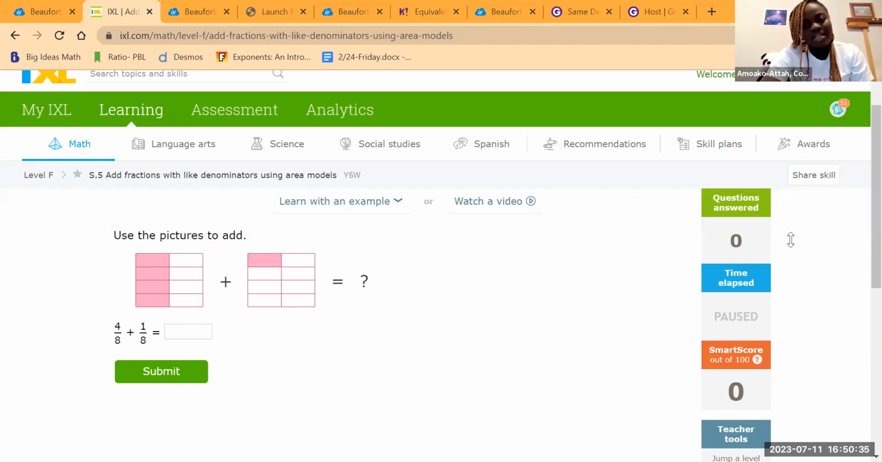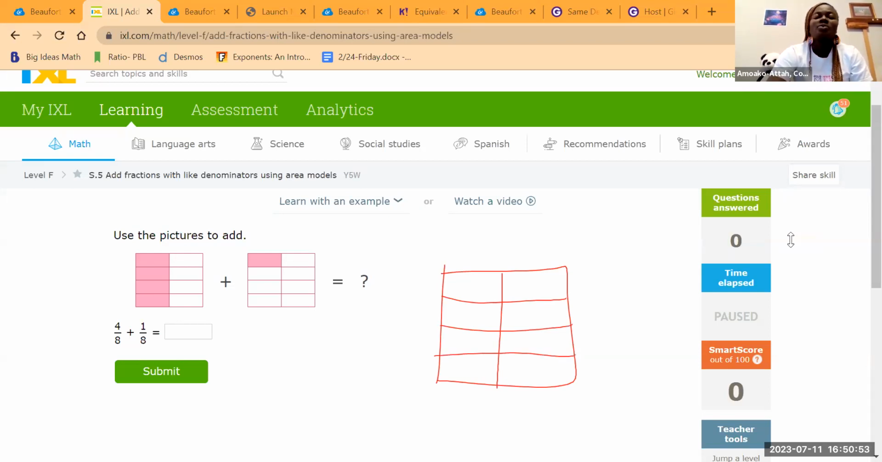First, you need to identify the fractions. And I hope by now you should be able to identify fractions. The first fraction has been divided into how many equal parts? Into 8 equal parts. 1, 2, 3, 4. So 8 equal parts, and 4 parts of it have been shaded, giving us 4/8, right? Good. Then the second one has also been divided into 8 equal parts. Then 1 part has been shaded, making it 1/8.